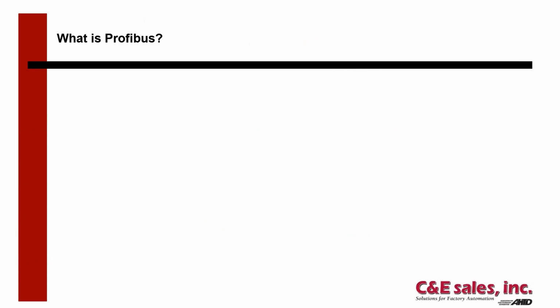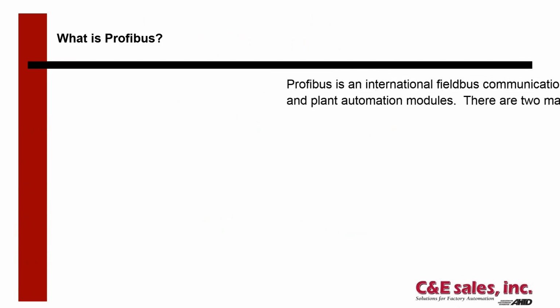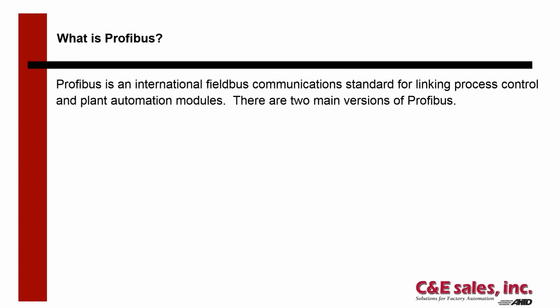So first, let's talk about Profibus. What is Profibus? Well, it's an international field bus communication standard for linking process control and plant automation modules. This is an open protocol. Anybody can make a device that talks on Profibus. It doesn't just have to be Siemens, it can be anybody.